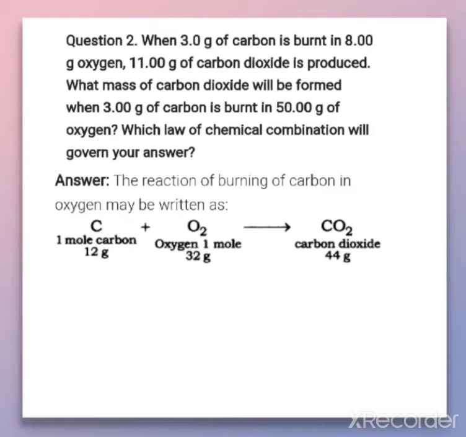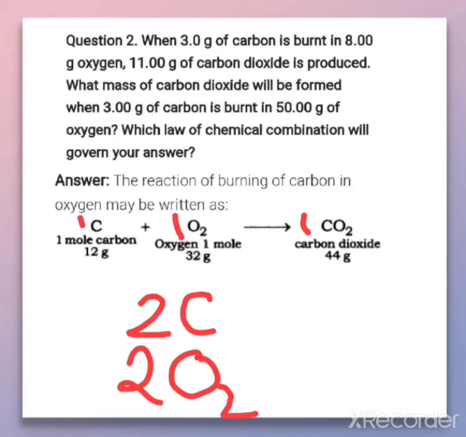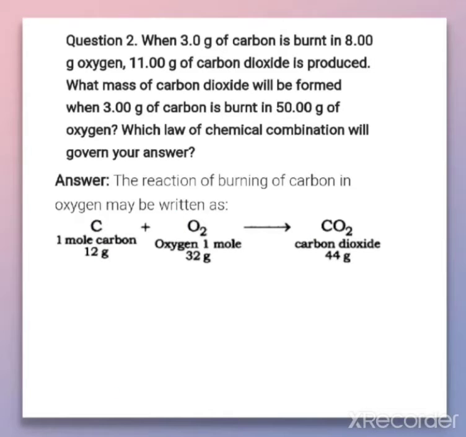Now an equation we can define in terms of moles. So here it is 1, that means 1 carbon, here it is 1 oxygen molecule, here it is 1 carbon dioxide molecule, because if I write 2C it means 2 carbon, and if I write 2O2 it means 2 oxygen molecules. Here no number is there, that means we can write single carbon, single oxygen, single carbon dioxide.